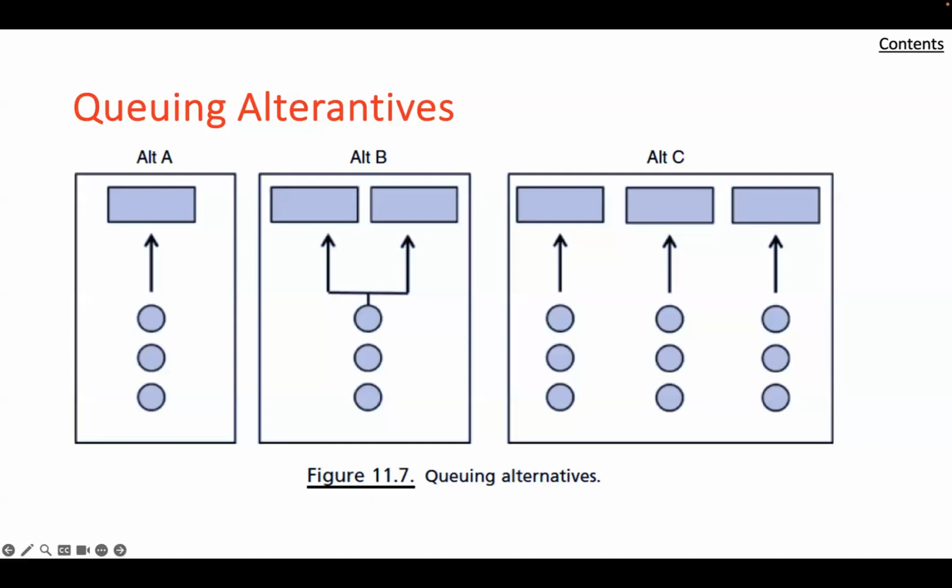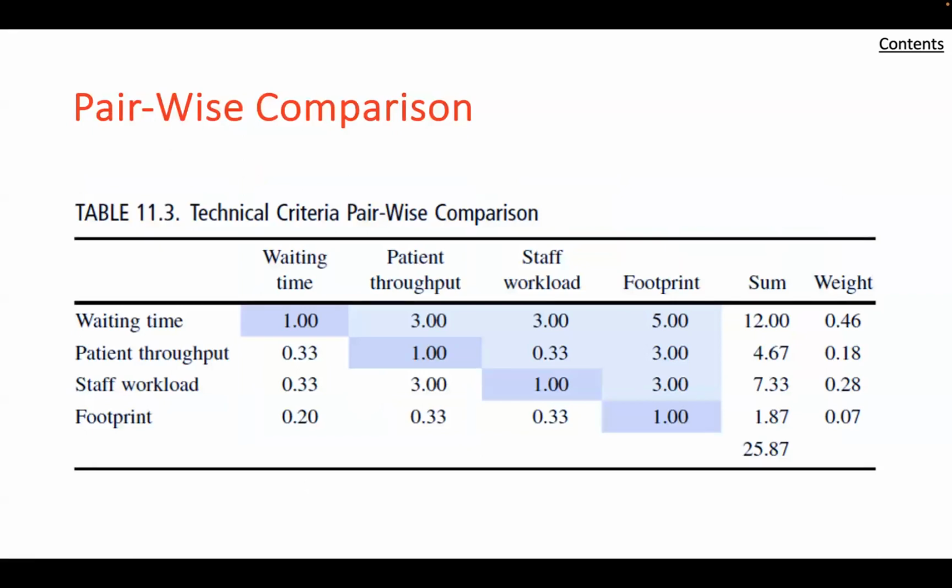Step 2 is identification of viable alternatives, and this is what I'm showing here as we have been reviewing this material. It provides an example of 3 alternatives being considered for queuing. Continuing on, we have step 3, which is the definition of selection criteria. Here we come up with these criteria: the patient throughput, the patient wait time, the staff workload, and the footprint of the station. And all of those are used.